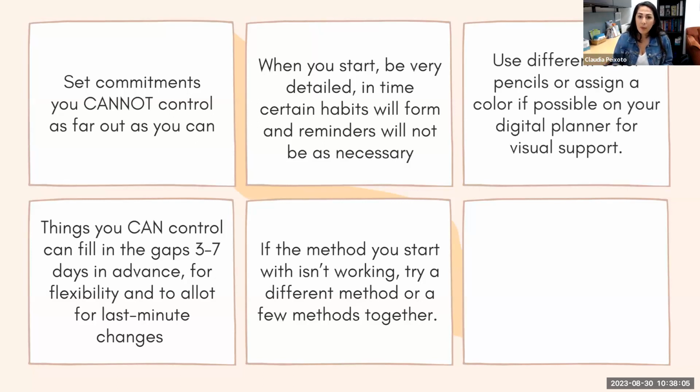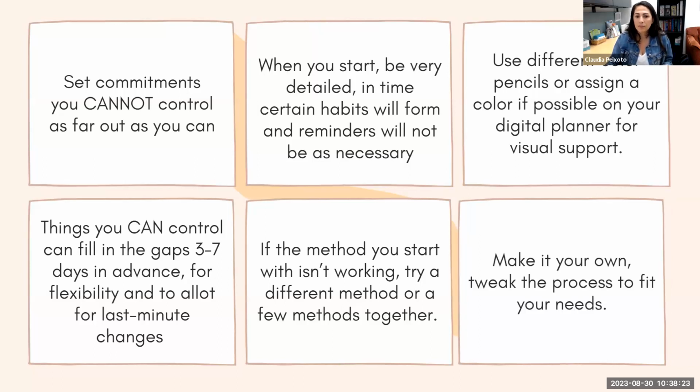When we're looking at a paper planner or our Google Calendar, you can also use different colors to visualize the different things that you have to do. And that could help as well to stay more efficient and know what kinds of things are coming up for you, whether it's a meeting or a class or study time. And then always make it your own. As I mentioned, it's super individualized to be able to manage your time and your day. And so you want it to work for you, and it's okay to tweak it if it's not working for you.